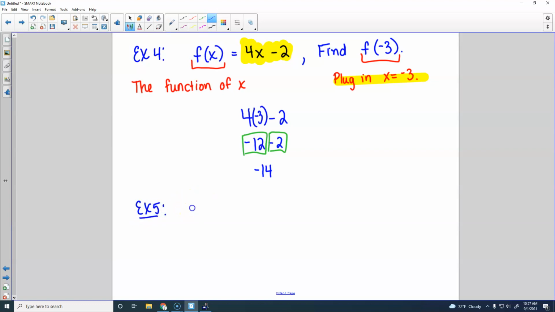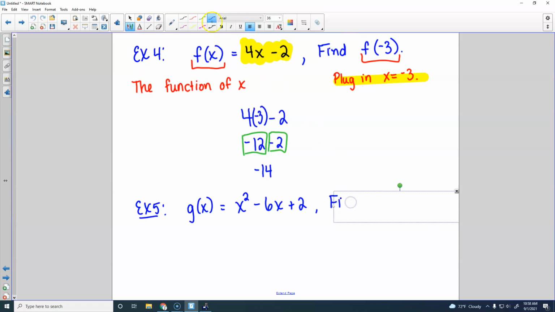This time I'm going to use a G of x. It doesn't matter what letter's there. It might be a G of x, f of x. They're generally not going to do x of x. But this is just saying, here's my formula, and I'm calling this formula G, whereas up here, I'm calling this formula F. So, G of x equals x squared minus 6x plus 2. And I'm going to say find f of negative 4.